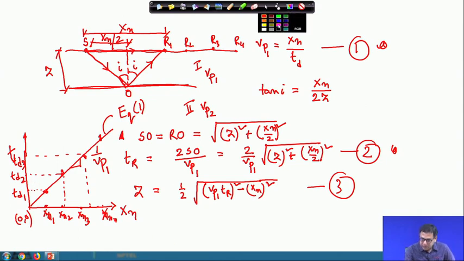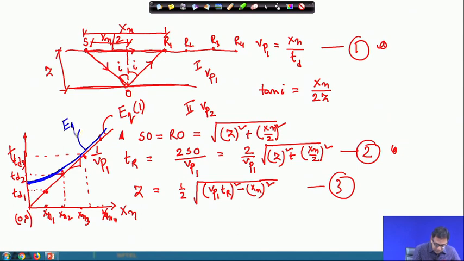Now, next, if I draw the similar curve for equation number 2, if I use a different color, I will get a curve which is in this form. So, this will represent equation number 2, because of this expression. So, this will give you Tr versus xn. Okay. So, equation 1 is a straight line, and equation 2 will give you a hyperbolic curve.